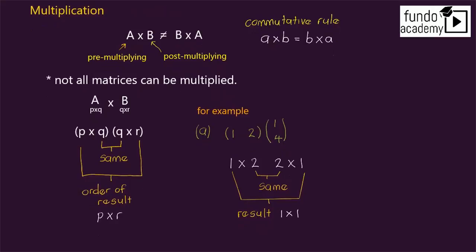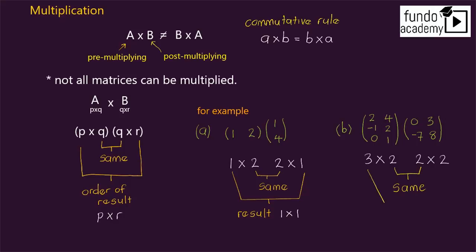Maybe just one more example. Say you have two matrices multiplying each other. The first matrix has 3 rows and 2 columns, so that's a 3 by 2 matrix. The second matrix is a 2 by 2 matrix. The two values here are the same, so that confirms the two matrices can be multiplied, and the result will come out as a 3 by 2 matrix.